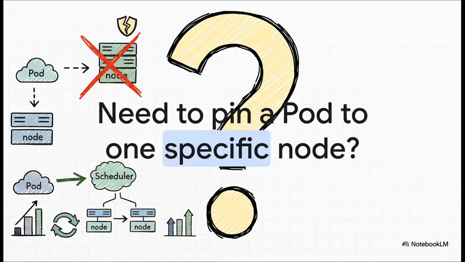We've all been there, right? Maybe you've got a node with some special hardware, like a GPU, or you're just trying to debug something on one particular machine. You just need a simple way to tell Kubernetes, hey, put my pod right here, and don't even think about putting it anywhere else.